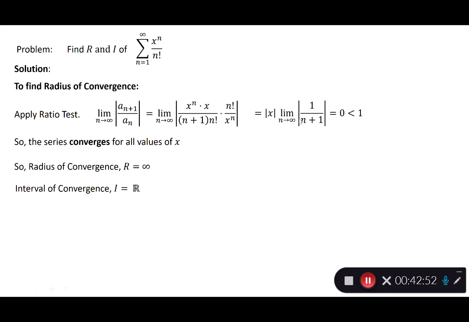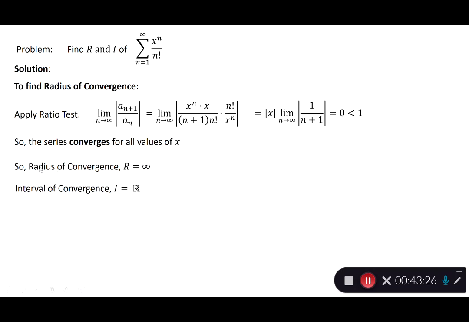But 1 over n plus 1, as n goes to infinity, goes to 0. So we have absolute value of x times 0. That is 0. And it's clearly less than 1. So now, because this limit turned out to be less than 1, guess what? The series converges for all values of x. No matter what you plug in for x, this series is guaranteed to converge.